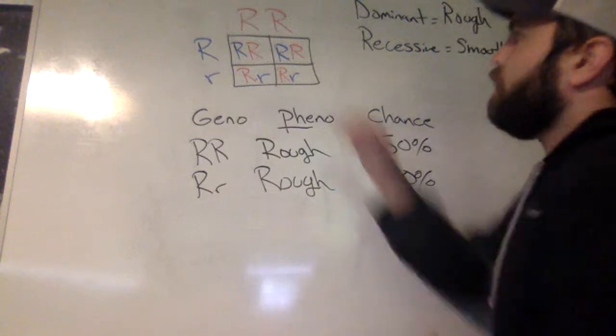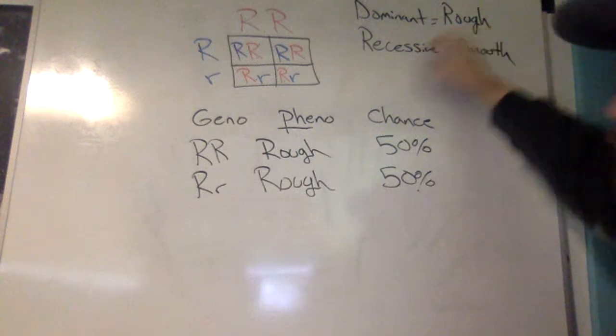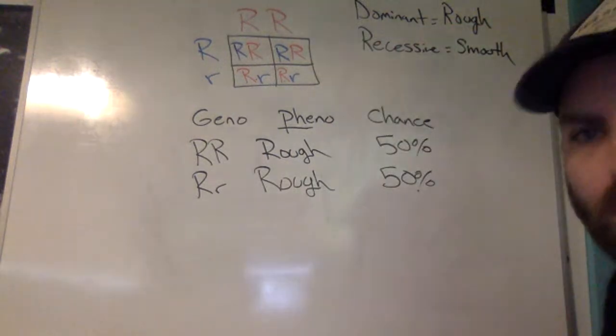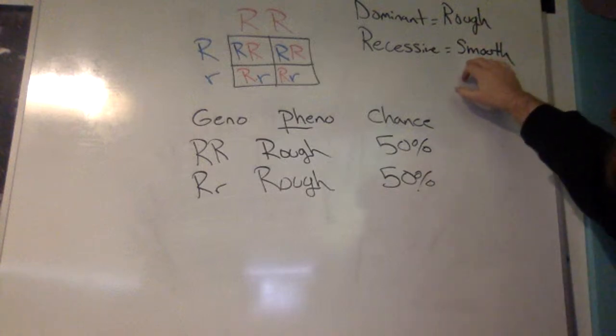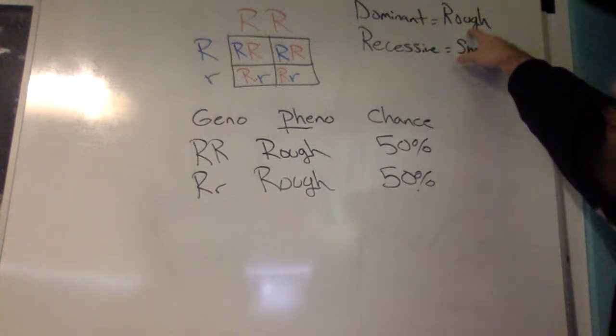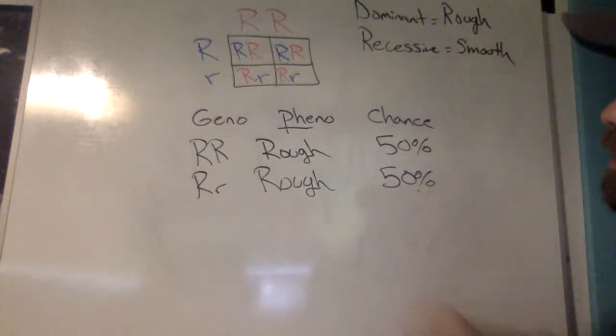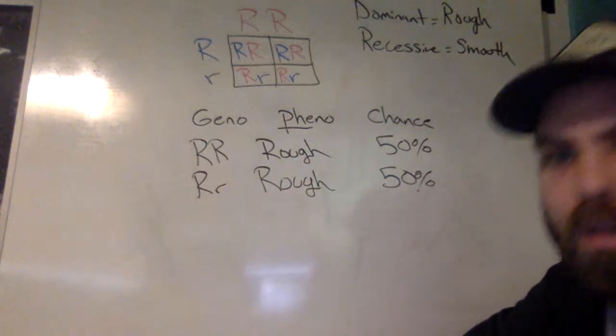So for this one, your offspring is always going to have rough fur. Now, when these offsprings have offsprings, it might be different. But for right now, these 2 guinea pigs, they're always going to have offspring with rough fur, which some of them are going to pass maybe a recessive gene down.